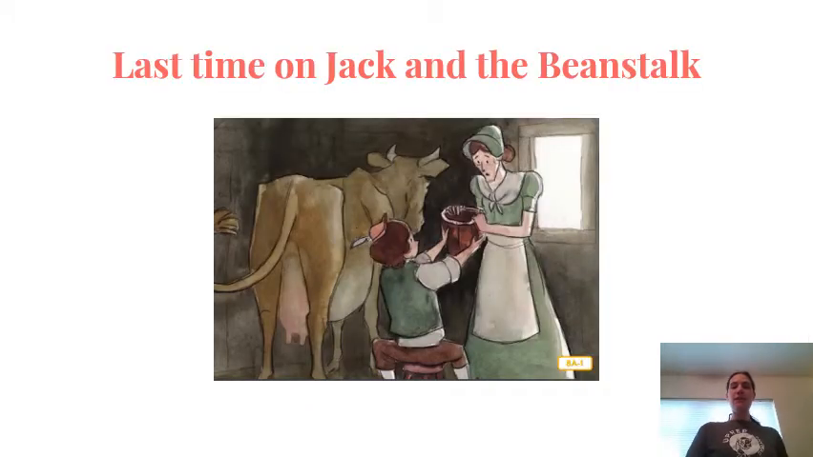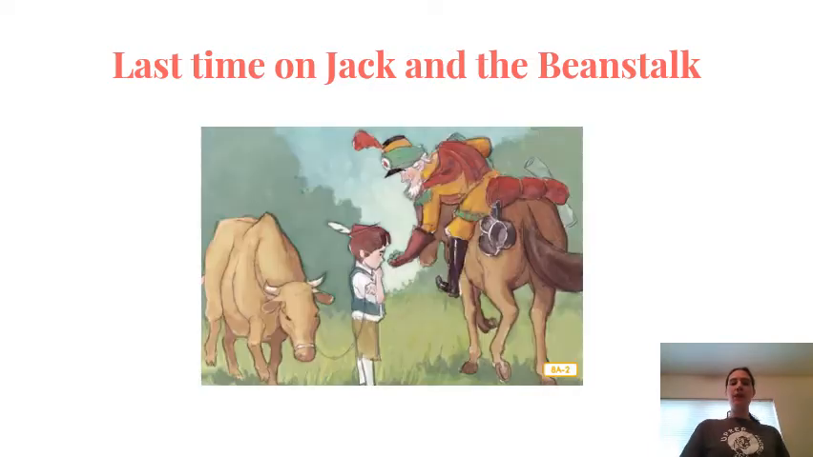So last time we learned about Jack and his mother, who's a widow. Her husband is no more. And their only cow, Milky White. One day Milky White didn't give any milk, so they decided to sell the cow. Jack, rather than selling the cow at the market as planned, traded the cow for 5 beans, 5 beans from this mysterious old man who appeared out of nowhere.